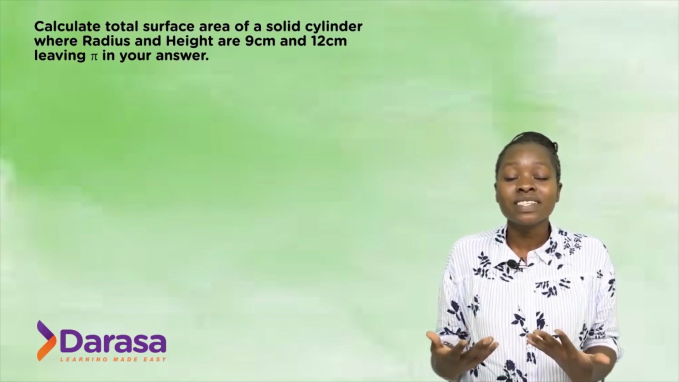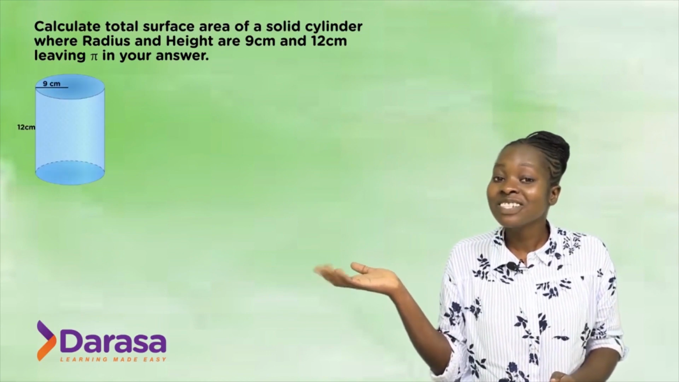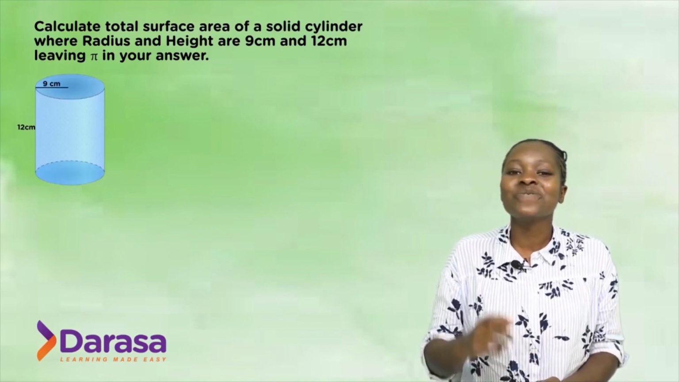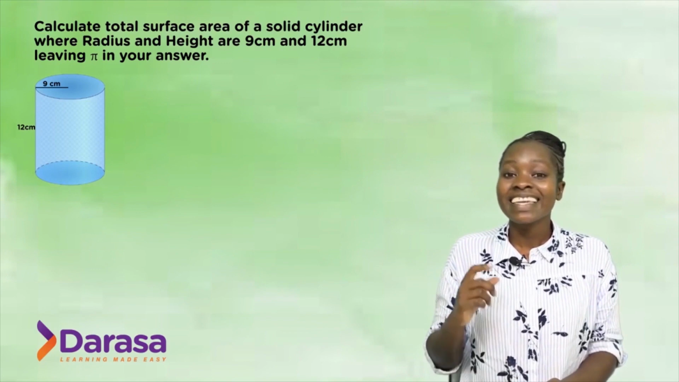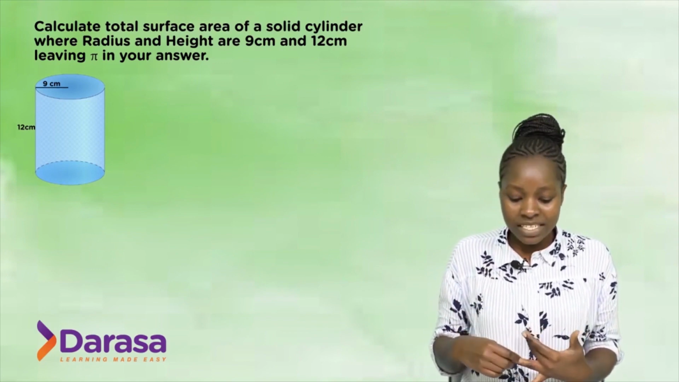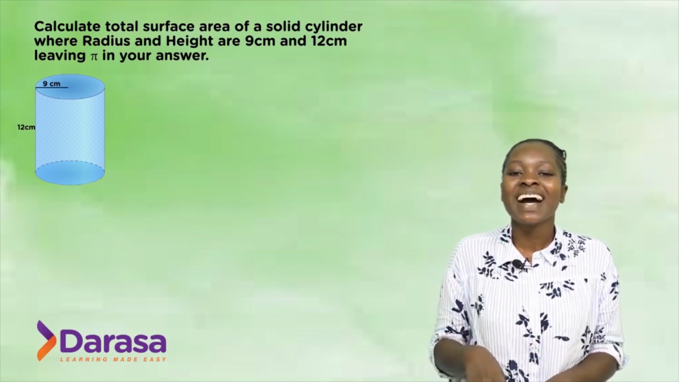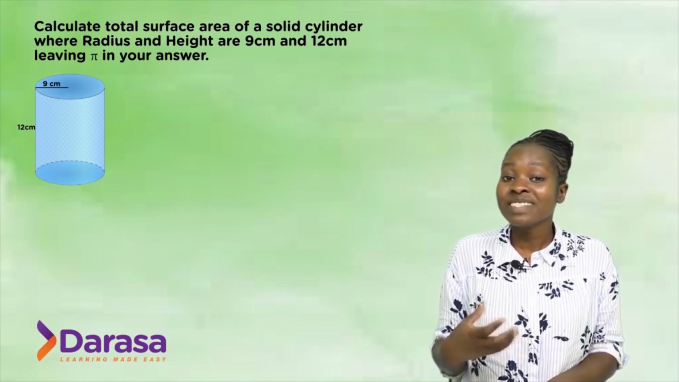Now, what's the first thing you do? You're going to draw your cylinder. So after drawing your cylinder, you're going to fill in your values. And here, you've been given your values, your radius and your height. Your radius is 9 centimeters. Your height is 12 centimeters.